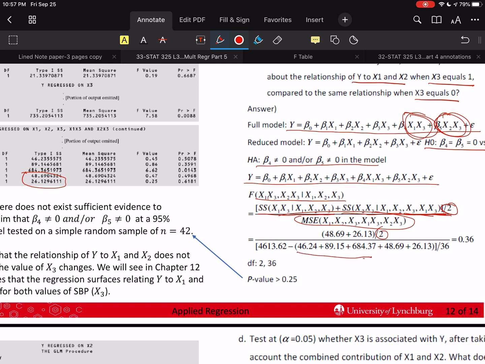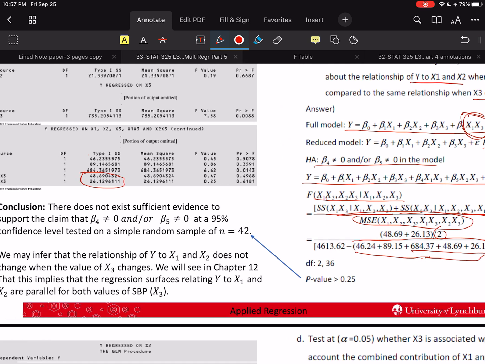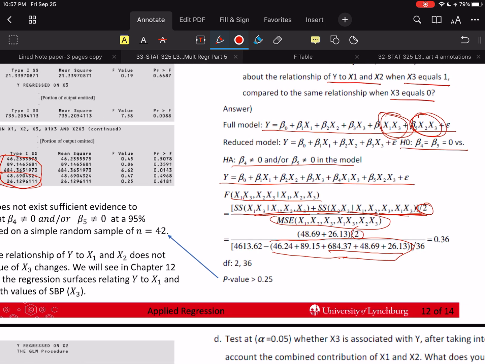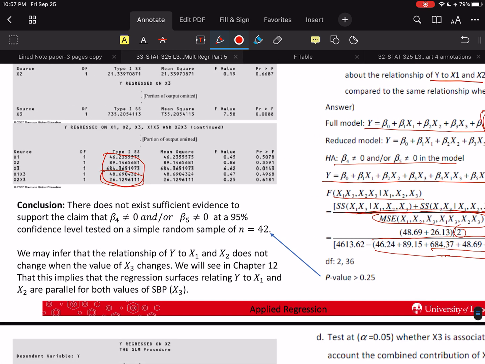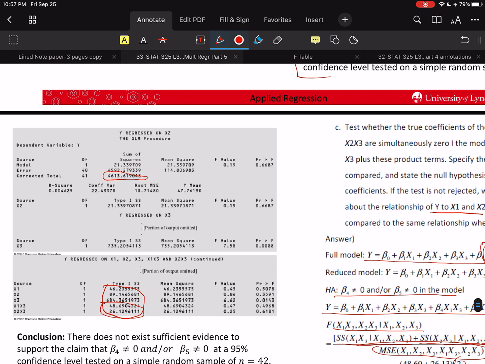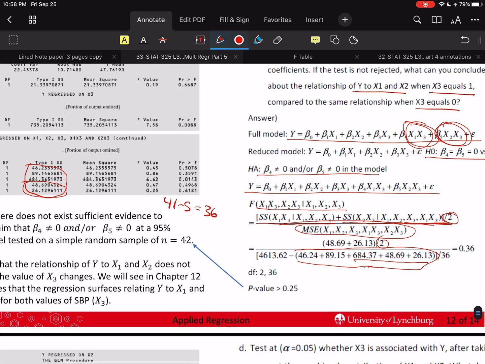We subtract those values and we subtract the values for x1, x2, and x3 here. So we actually subtract all of these values from it because we want the model with all of them in there. Okay, so we subtract that and we divide that by 36. Because we've got 1, 2, 3, 4, 5 from 41, so 41 minus 5 equals 36. So that's where we got the 36. We do that and we get a 0.36.